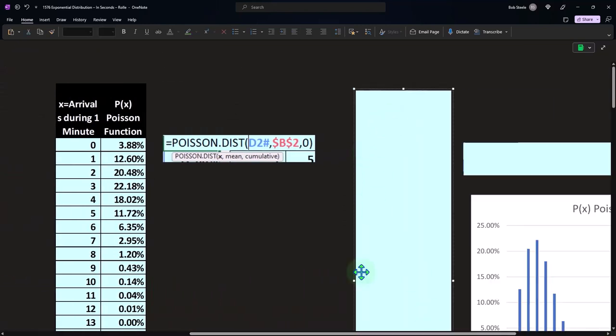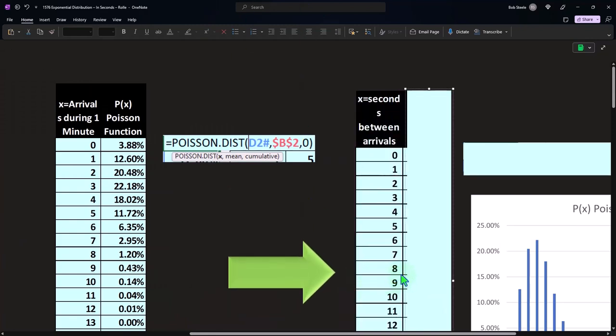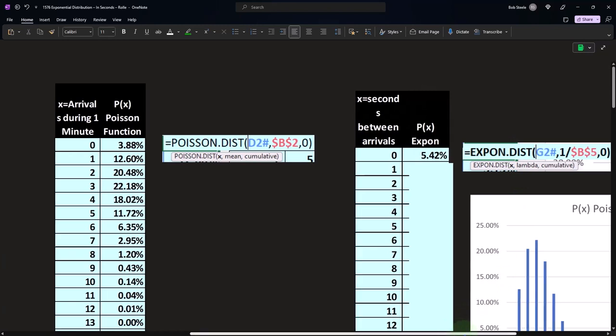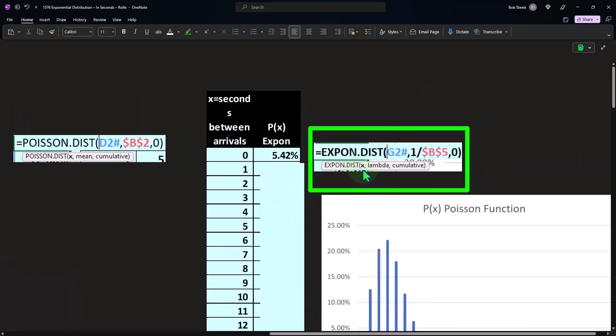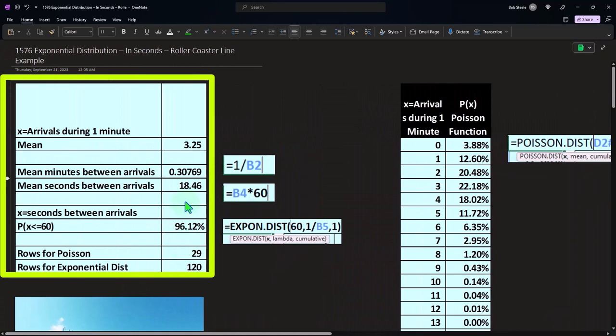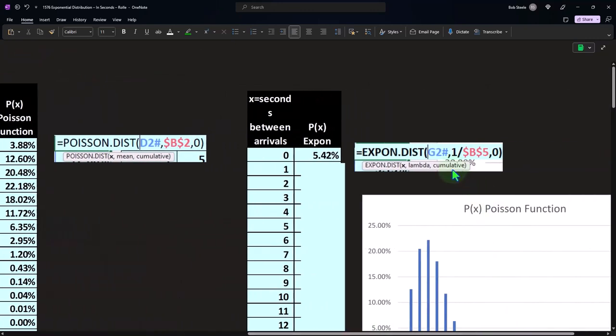So if I go over here and do a similar thing now with the expon.dist, X now equaling the seconds between arrivals, we can use our expon.dist function. X is going to be, in this case, the 0, but we copied it all the way down. That's what the hashtag is for, so it's going to spill. It's going to be a spill array, comma, 1 over this for the lambda, and then the cumulative, this time zero, so not cumulative. So then we have the seconds between arrivals.